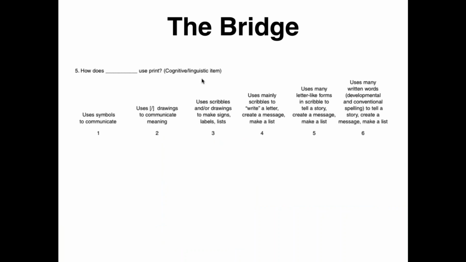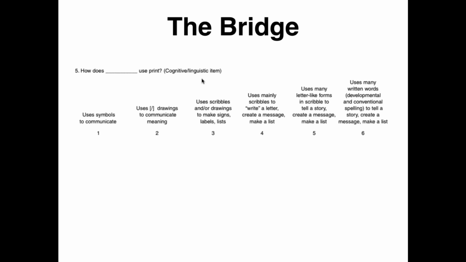Next, the bridge asked, how does the student use print? So we first looked at how they're drawing and writing, but now how are they printing? Do they use symbols to communicate? Can they generate a drawing to communicate meaning? And you can see, again, our students' communication systems, that access to language is the foundation for everything that follows with writing. Now we ask, can the student use scribbles or drawings to make a sign, to label things, or to write a list?